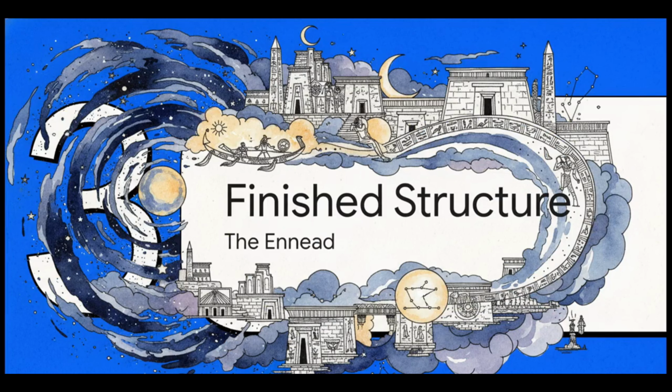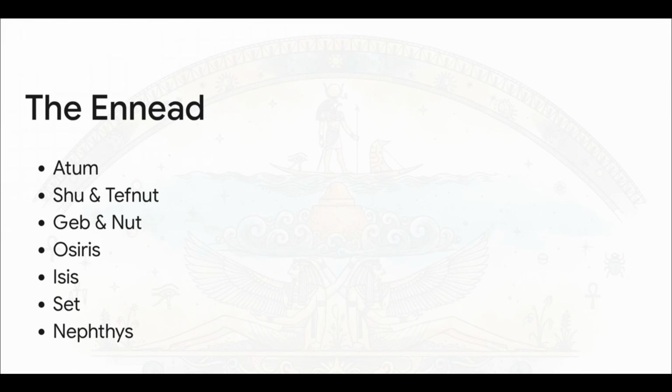All right, let's look at section 3, the finished structure. Let's see how all of this builds into the completed, really magnificent cosmic architecture that the ancient Egyptians imagined.